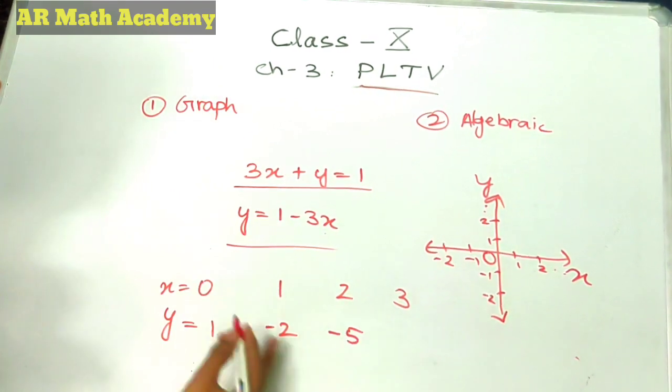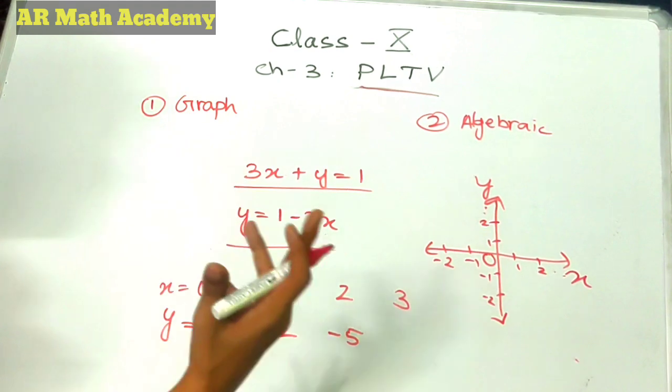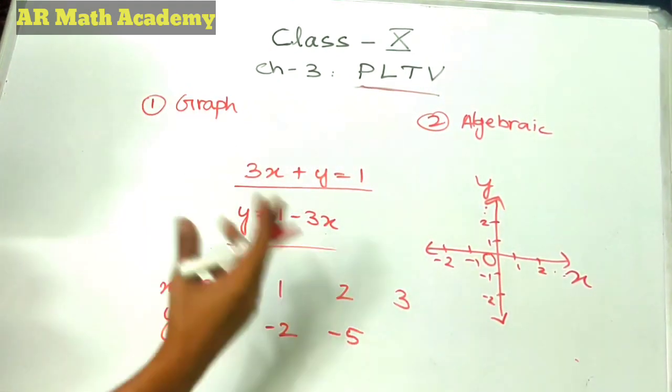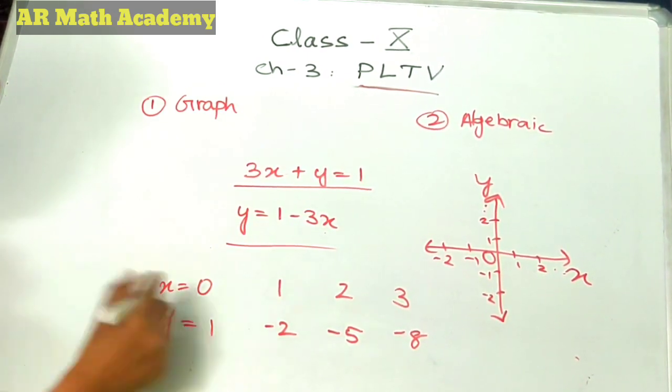So the value of y will become minus 5. Substitute 3 over here. So 1 minus 3 times 3. What is 3 times 3? 3 times 3 is 9. So 1 minus 9 is minus 8. So you have obtained some values of x and y correspondingly.